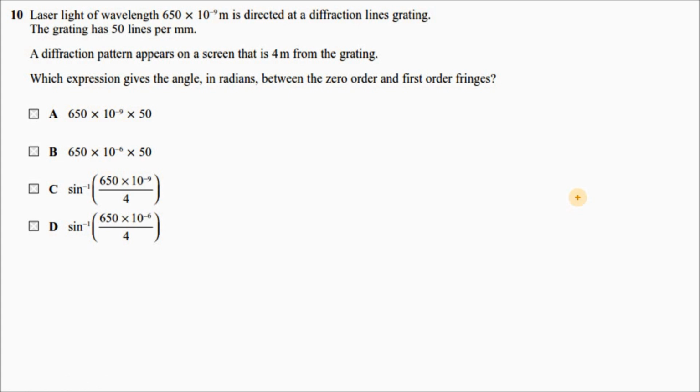A laser light of wavelength 650 × 10^-9 meter is directed at a diffraction grating. The grating has 50 lines per millimeter. A diffraction pattern appears on a screen that is 4 meters from the grating. This is the screen distance. Which expression gives the angle theta in radian between the zero order and the first order?